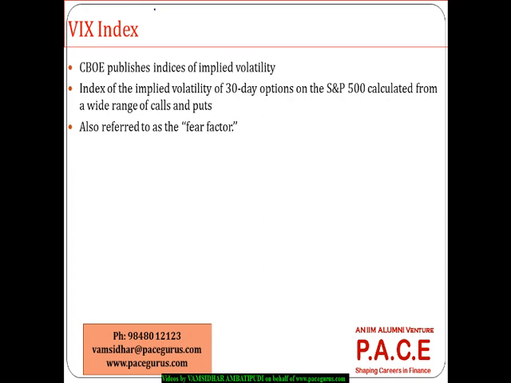Then, just to understand the volatility index, VIX, it is published by CBOE, which is a measure of the implied volatility. So it is publishing the index of the implied volatilities of the 30-day options on the S&P 500, which is calculated based on different calls and puts that are on the S&P 500 index. And in general, it is even called the fear factor because this is the one that indicates where the direction of the movement of the stocks in the future is going. Is it going to be more volatile or less volatile in the future?